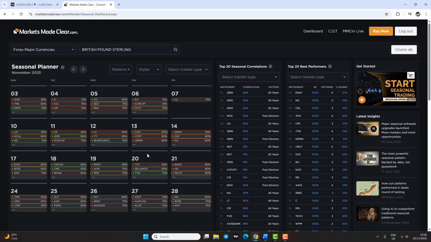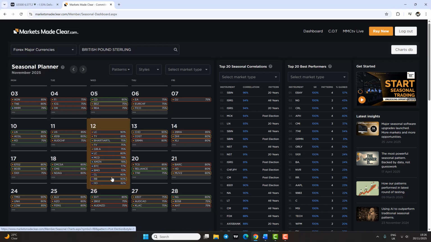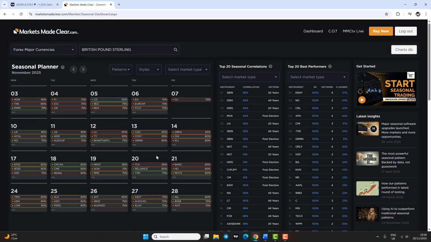But essentially anything with a green around it is a strongly positive correlation. There's lots of red, and that suggests the market is not following a seasonal pattern. If it's not following it, it doesn't mean it's impossible for it to follow it, but it certainly means it's a lot less likely. We've done a lot of back testing on the difference in performance between correlated and non-correlated, and there's a huge difference in the outcomes. So that's why they're there.